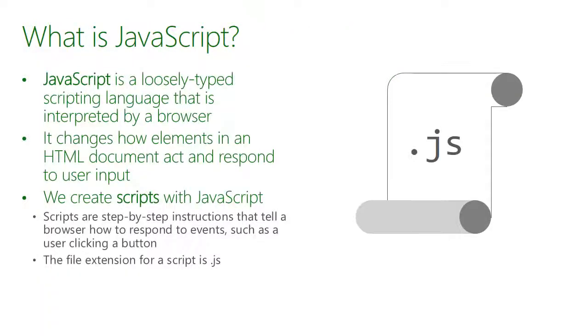So what is JavaScript? JavaScript's a loosely typed scripting language that is interpreted by a browser. It changes how elements in an HTML document act and respond to user input. We create scripts with JavaScript, and scripts are step-by-step instructions that tell a browser how to respond to events such as a user clicking a button. The file extension for a script is .js.